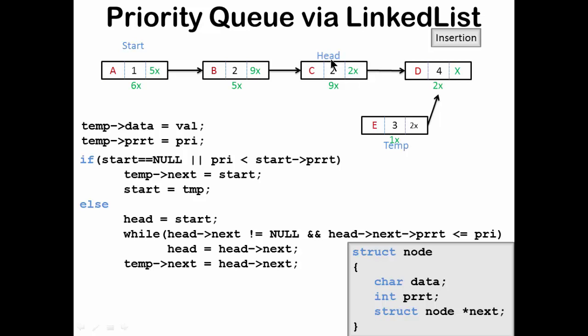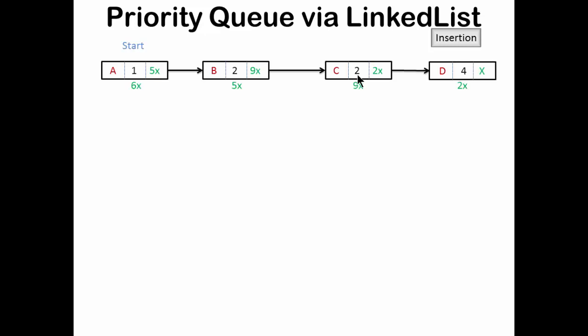Now I would like to change the value of head next. Head next should be equal to temp, and therefore this value would get replaced by 1x. So this way I have inserted a node based on the priority value. Okay. Let's see one more example of insertion itself.